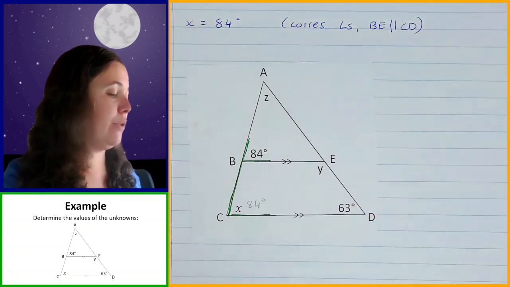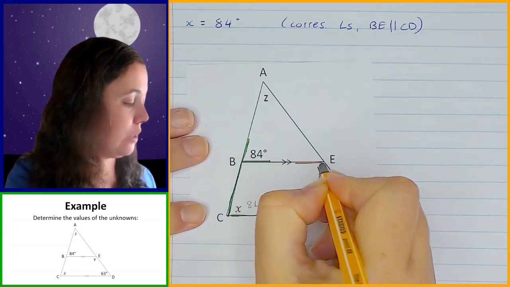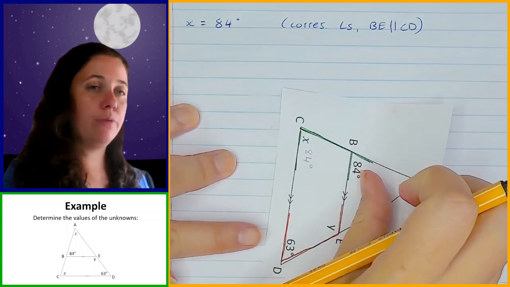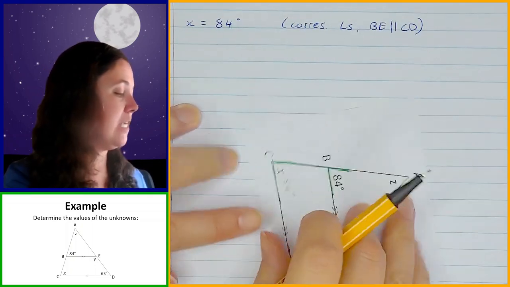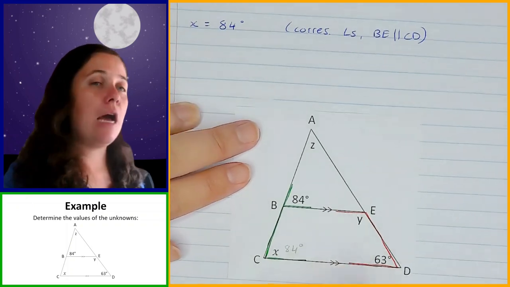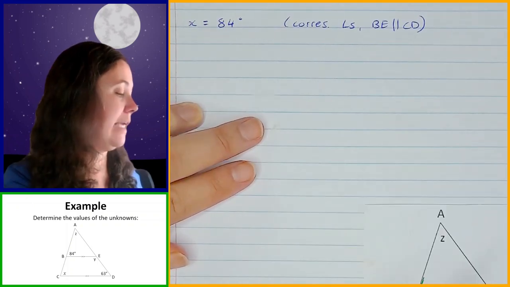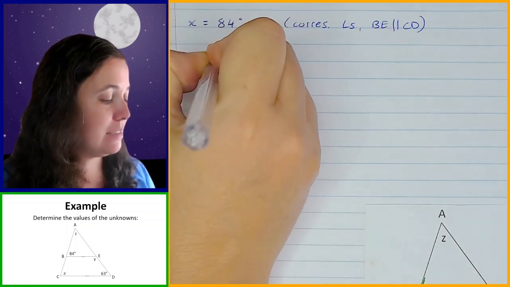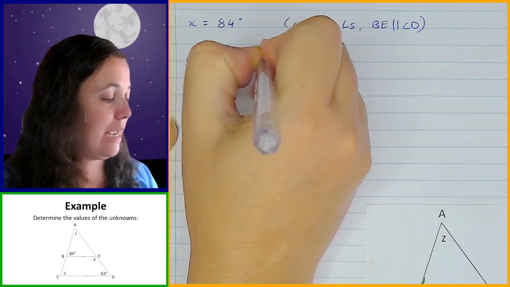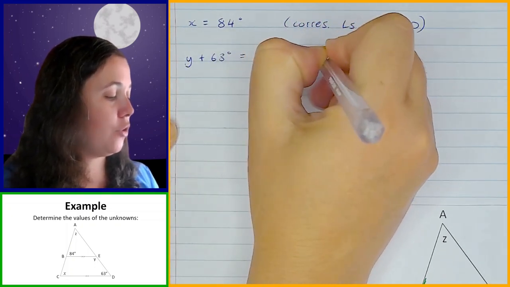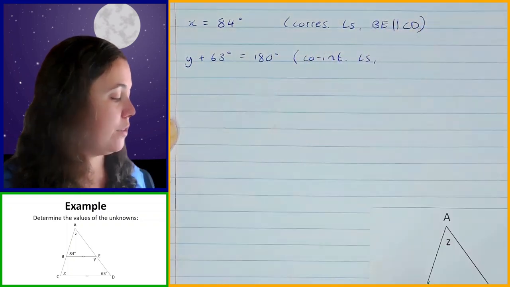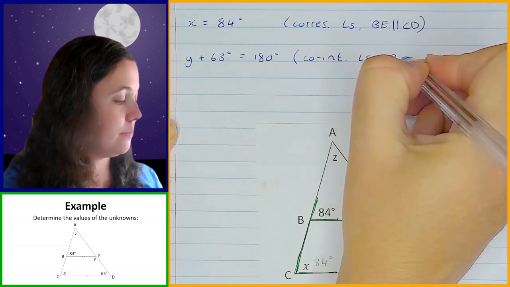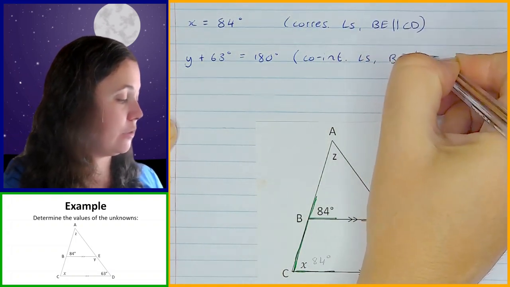So let's have a look at what shape we get over here. I've got angle y and angle 63. That makes that U kind of shape. So we're working here with co-interior angles. Remember, co-interior angles are supplementary, so they add up to 180 degrees. So for this one, I'm going to say that y plus 63 degrees equals 180 degrees, and my reason is co-interior angles with, again, BE parallel to CD.